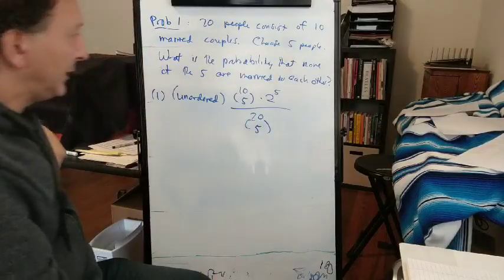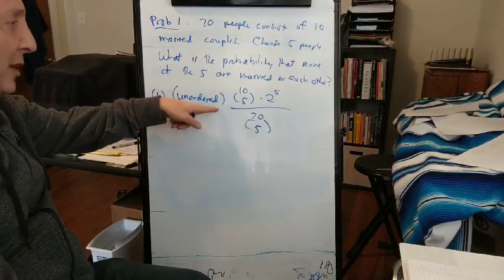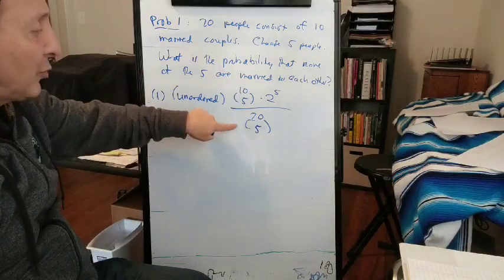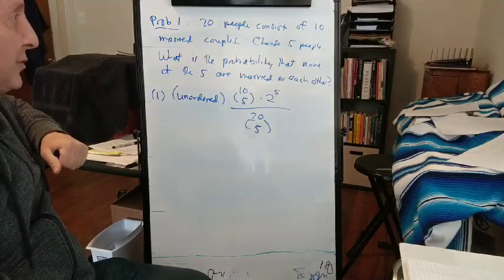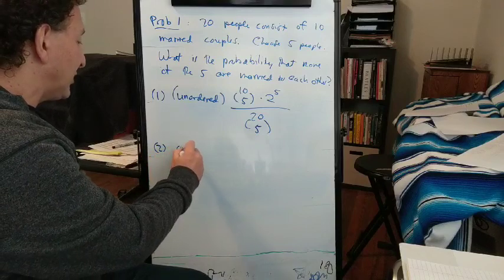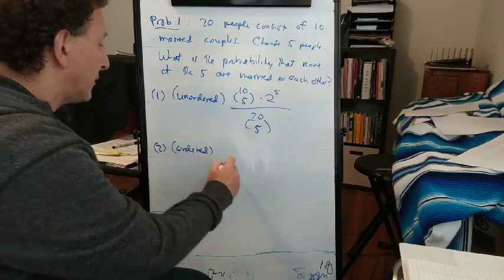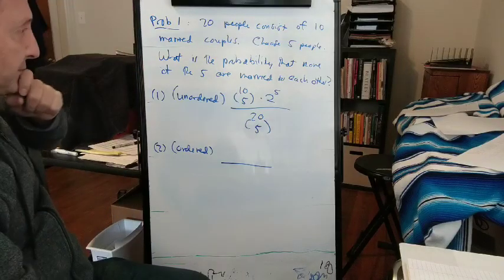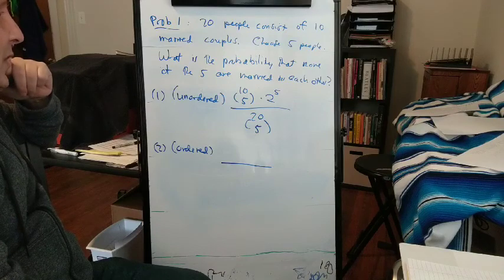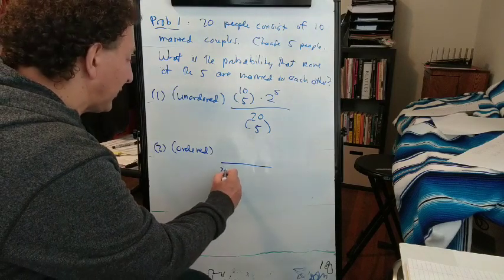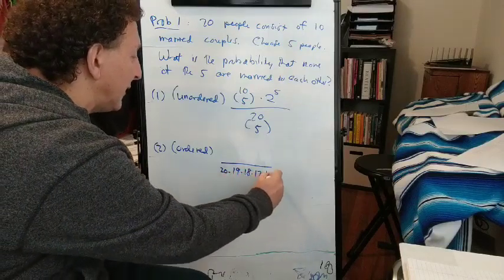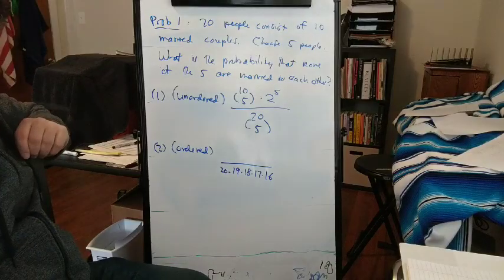There's 5 couples. So 10 choose 5 ways to choose the 5 couples. 2 to the 5th ways to choose 1 person or the other from each couple. And then 20 choose 5 is the way to choose 5 people total. And then if we do this the ordered version, well, the denominator, I guess, is going to be easy again. There's 20 choices for the first person, times 19, times 18, times 17, times 16. So we've chosen 5 people in.